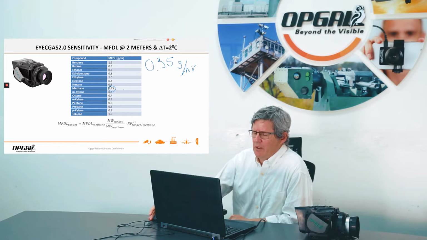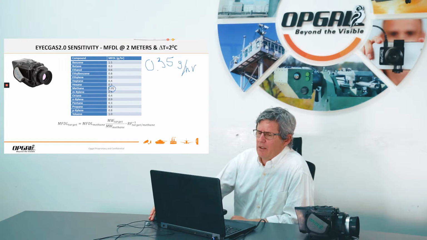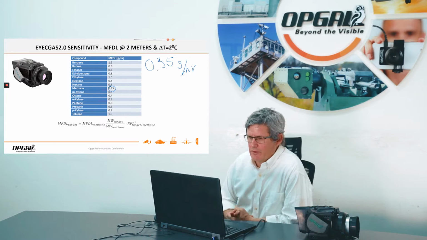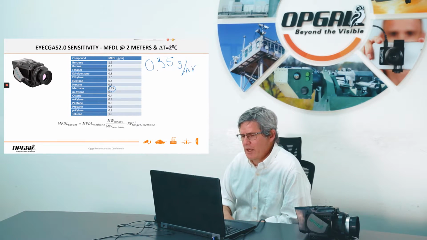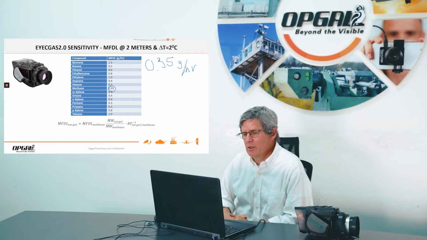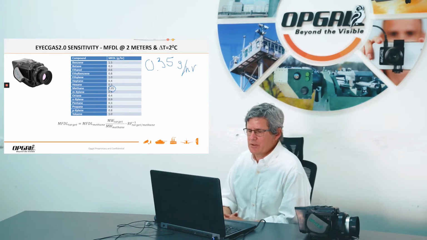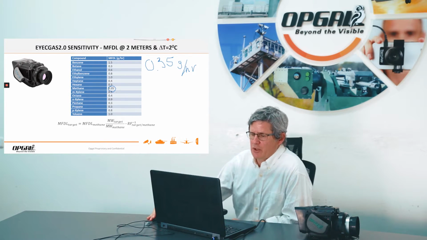For our uncooled long wave cameras, we are talking about 3 to 10 gram per hour in this type of conditions, mass flow detection limit for the uncooled long wave cameras.